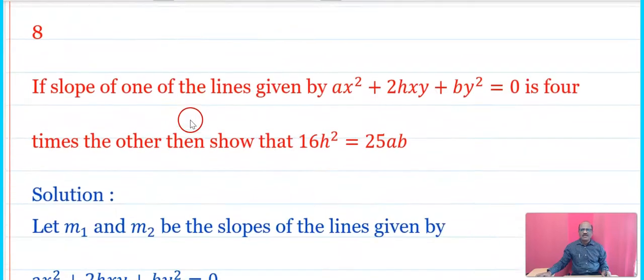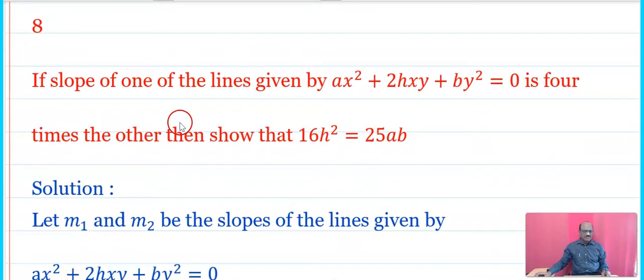Okay. Now question number 8. If the slope of one of the lines given by ax square plus 2hxy plus by square is equal to 0 is 4 times the slope of the other, then show that 16h square is equal to 25ab. It means that m1 and m2 are the two slopes of the lines.